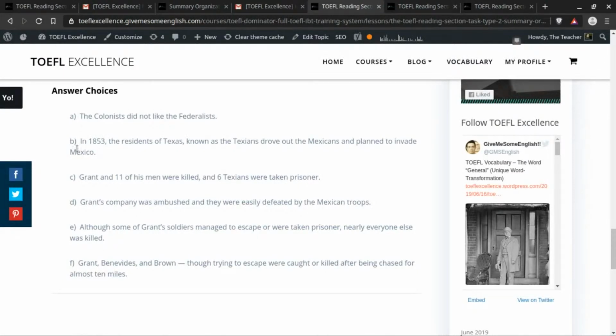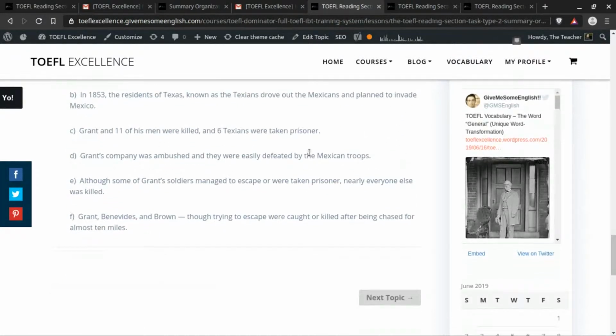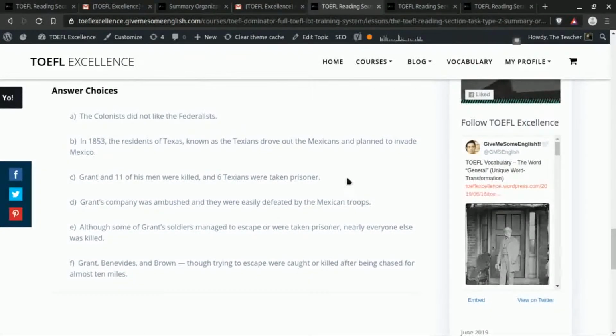In 1853, the residents of Texas, known as the Texians, drove out Mexicans and planned to invade Mexico. That's a pretty good summary statement. It's not very detailed, and it does give a large idea of what the whole thing is about. Grant and 11 of his men were killed, and 6 Texians were taken prisoner. Well, this is a good example of something which is fairly detailed, and also since we're talking about something which happened, but we don't necessarily know when it happened, then this is probably a detailed question, and you'll probably be able to eliminate that one.